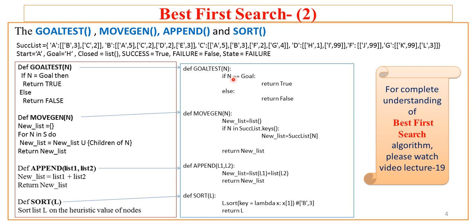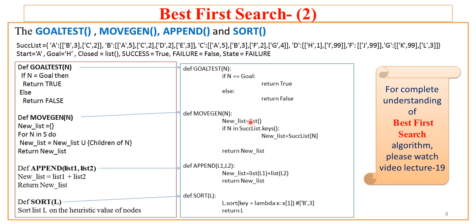If the goal is matching n, that is, if n is matching the goal, then return true, otherwise return false. What is moveGen? The moveGen function takes a node n and creates a temporary list. If that given node n is in the list of successors, then it extracts the children of n, stores them in a new list and returns it.